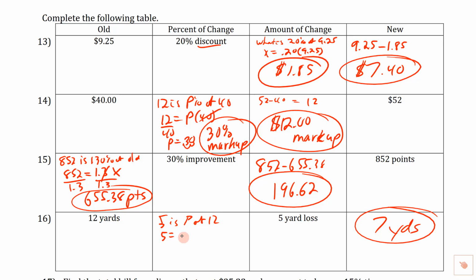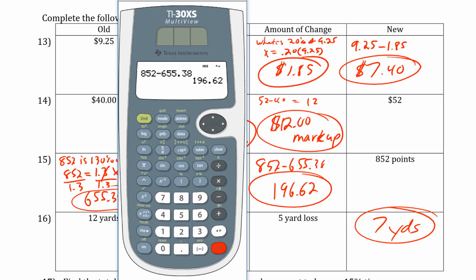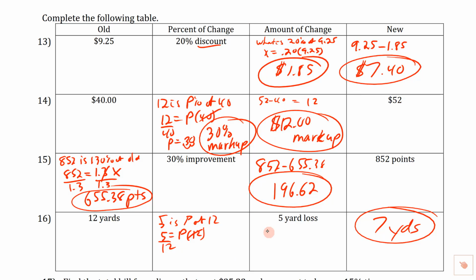So 5 equals P times 12, and we're going to divide by 12. So we're going to cancel that off. So we're going to do 5 divided by 12. And we're going to hit enter, and we're going to get 41.66666. Okay, and we're looking for a percent, so this is 0.416666. We're going to move the decimal over 2 places, so this is going to be 41.67%.